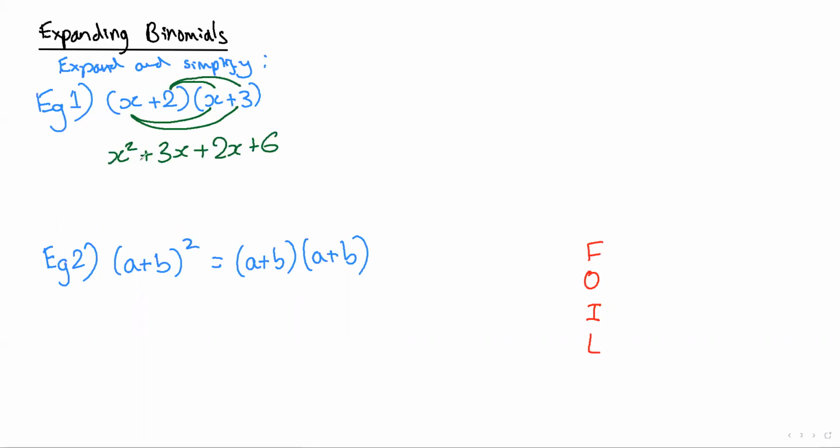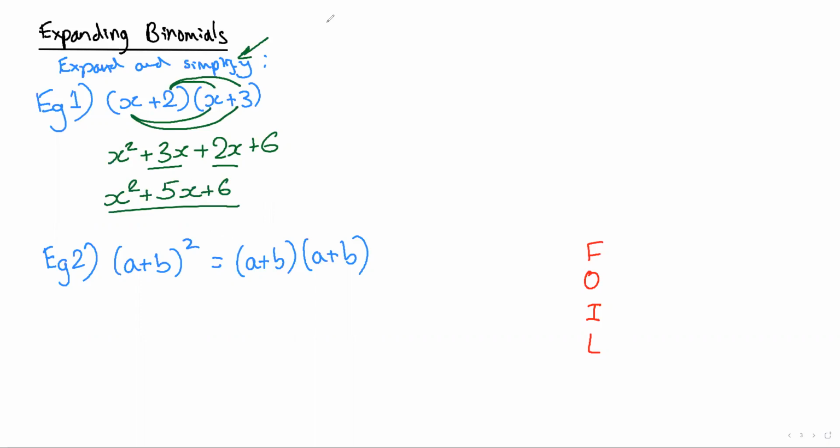And here, we're actually not done, because remember, it says to simplify. And this isn't in its simplest form, because we have two x terms here, which we can simplify. So 3x plus 2x is 5x. So we can simplify that like so.